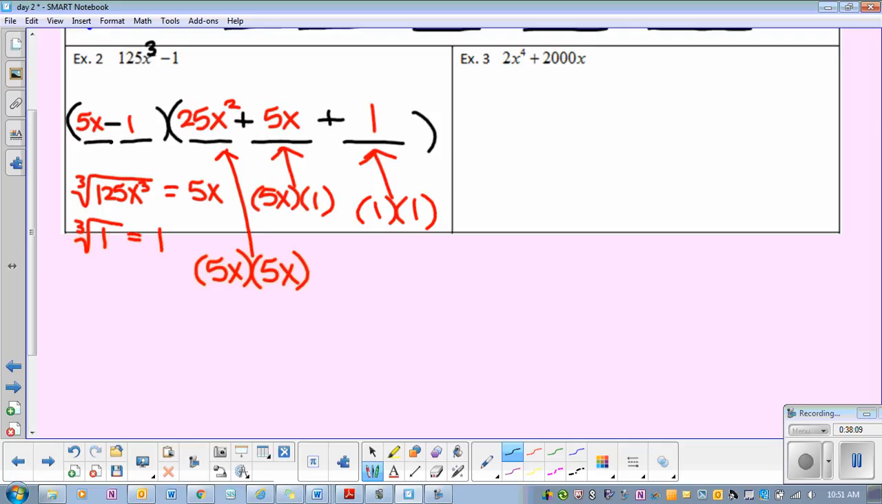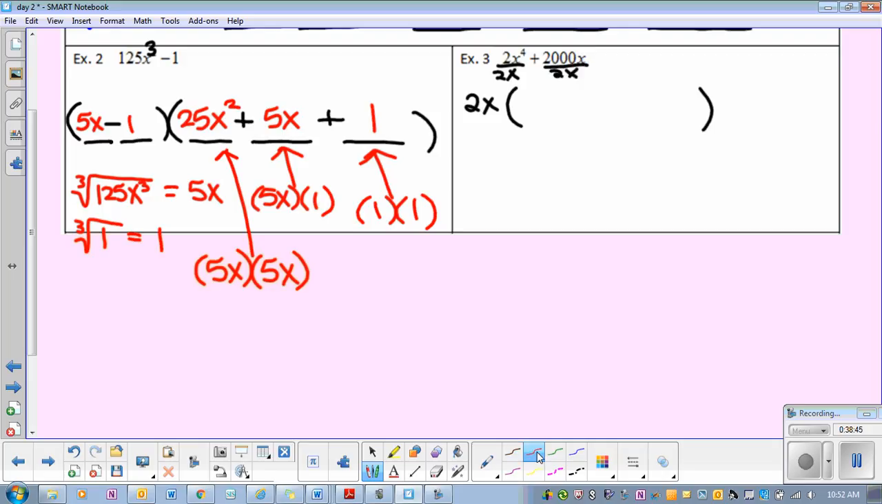Okay, so let's look at example 3. Oh, wait a minute, guys. That one says x to the 4th. I know I can't do those because it's plus, right? Maybe this is a SOAP. Let's check for a GCF. If I have 2 and 2,000, what's my GCF? 2, good. So 2 comes out, and you have x to the 4th and an x, right? So Kevin said x needs to come out. Good. Let's divide everyone by 2x, and let's see what we get.